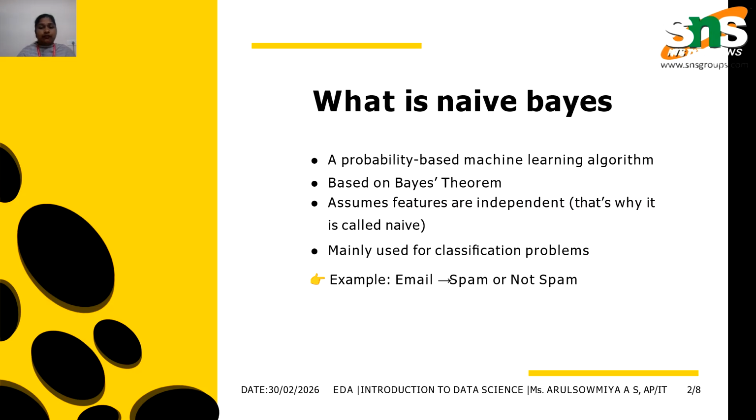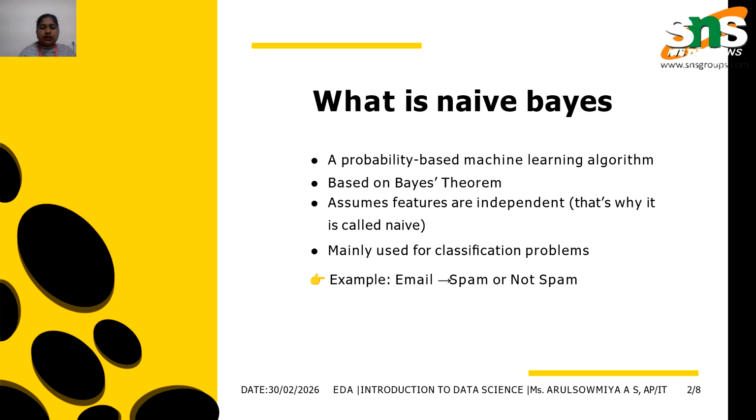So what is naive Bayes? It is a probability based machine learning algorithm, and it is based on Bayes theorem and it assumes features are independent. So that's why it is called naive. That is, here the features of data, every data's results are independent. So mainly it is used for classification problems.